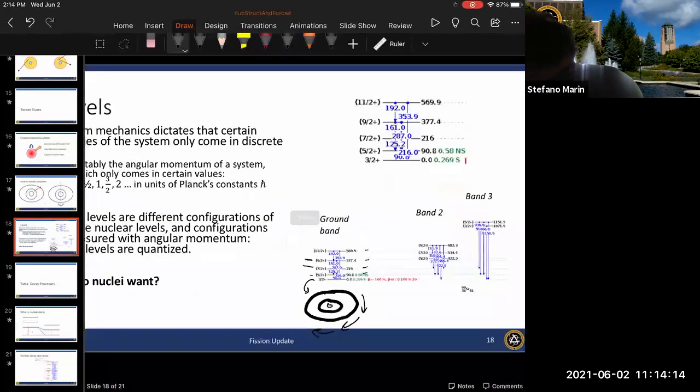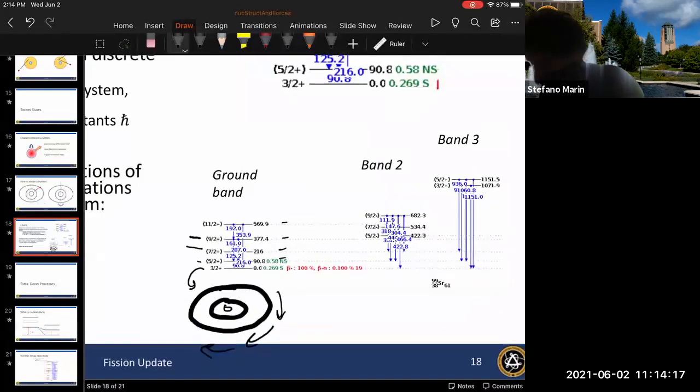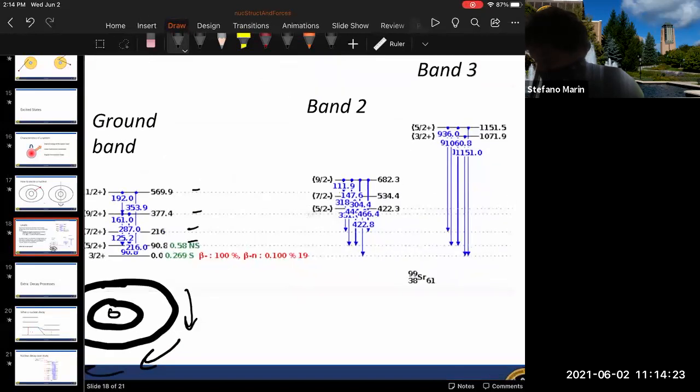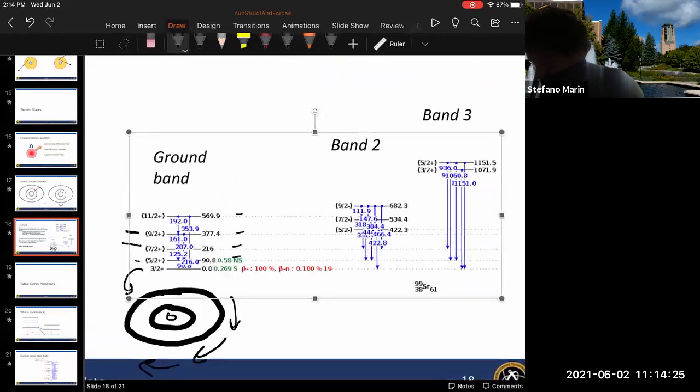How about band 2, the second band? The nomenclature in this kind of bands is very confusing. Sometimes they call it the second band, sometimes it's called the first excited band. So you just gotta know what you're talking about, and there is no confusion.